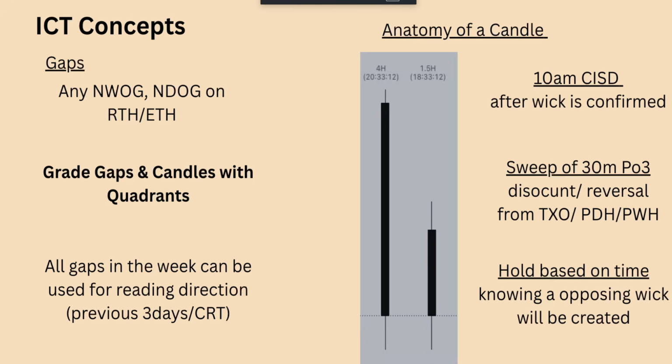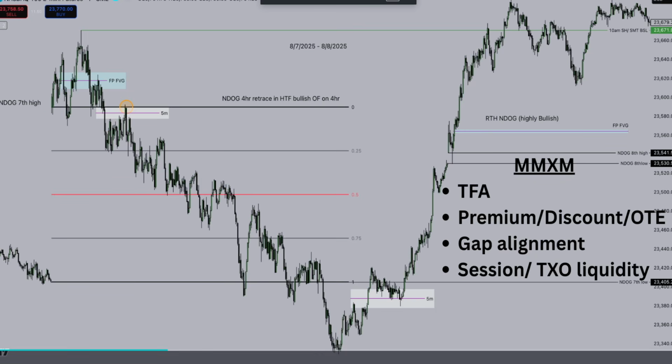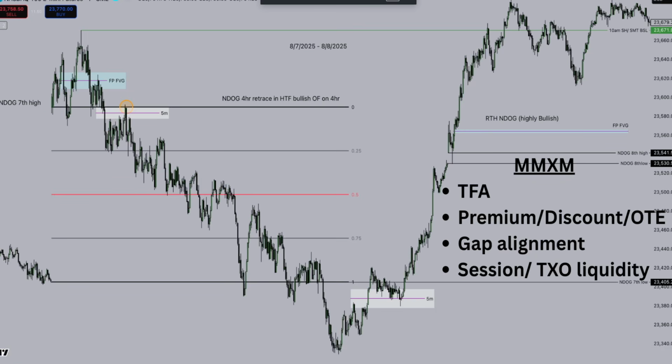The first thing I have written down is gaps. Gaps and quadrants. Gaps are such an important concept. New regular trading hours gaps are large gaps in the market that are just put in the market. You cannot take it out. It's literally programmed into how you can see the market, electronic and regular trading hours.